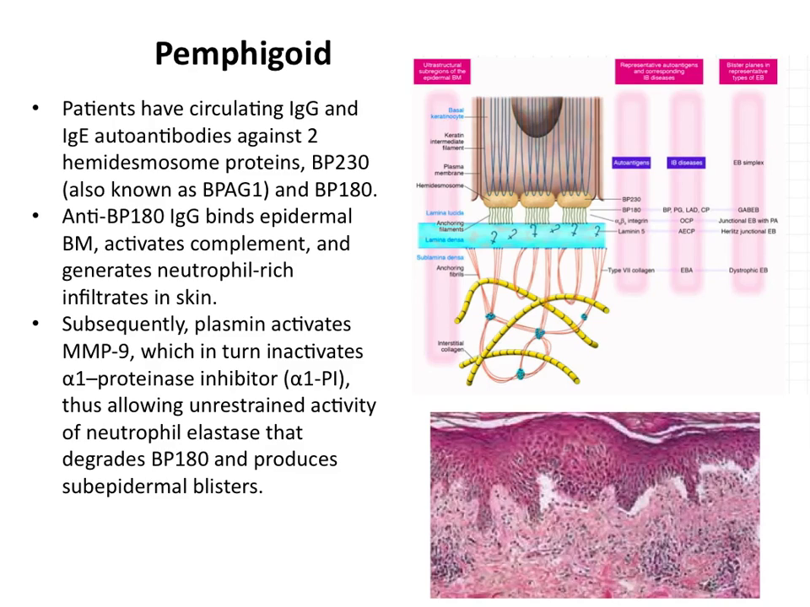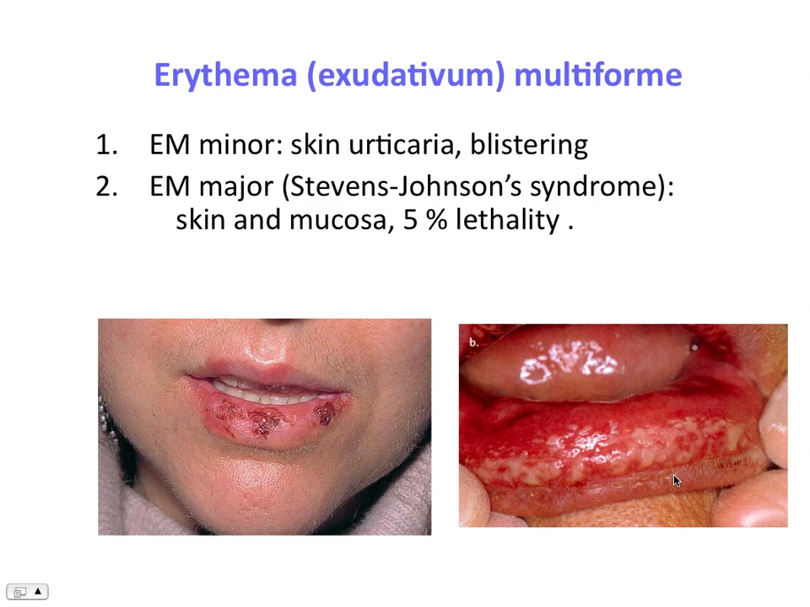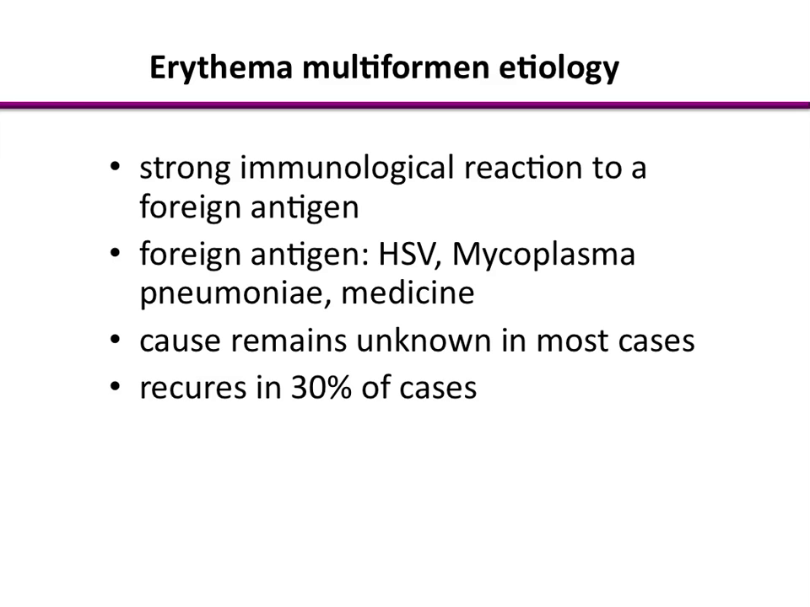And it is known exactly how it works and where the antibodies and the destruction takes place, and how the epithelium blistering happens underneath. So these were two diseases. A third disease, which is a good example of type 2 hypersensitivity, is erythema multiforme, which can be minor or major, also called Stevens-Johnson syndrome, and just destruction of mucosa.